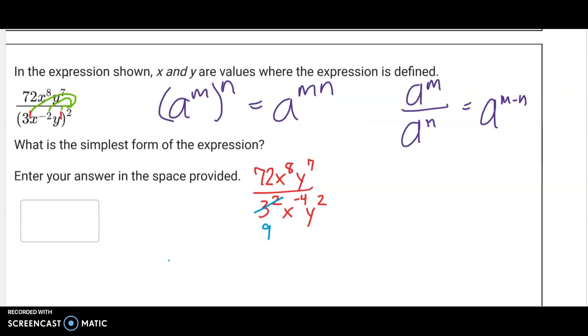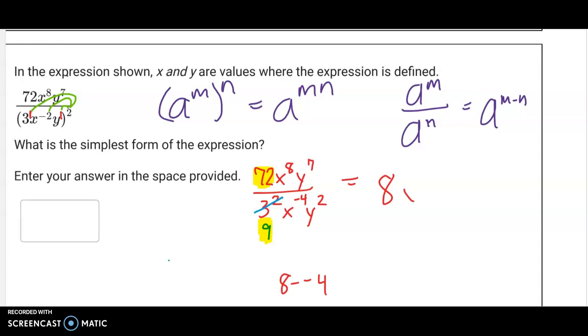So the numbers in front are not exponents, are they though? So they don't get subtracted, they get divided. So 72 divided by 9 is 8. Now let's subtract the exponents of the x's. 8 minus negative 4. Not 8 minus 4. 8 minus negative 4.